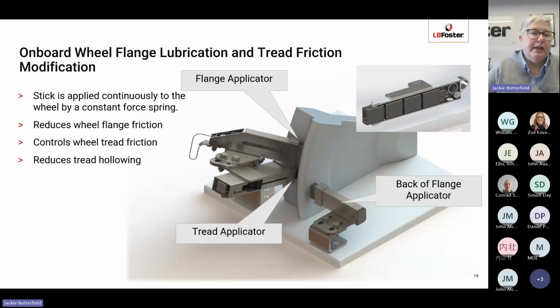Another option is to adopt an onboard friction management solution. So you may want to lubricate the wheel flanges directly by using a flange solid stick system, or use a tread stick system, which will control the coefficient of friction at an intermediate level, typically between 0.3 and 0.4. And again, by reducing the coefficient of friction on the flange, you're reducing that risk of wheel climb derailment. And likewise, by using a friction modifier, you're reducing the lateral forces in curving.